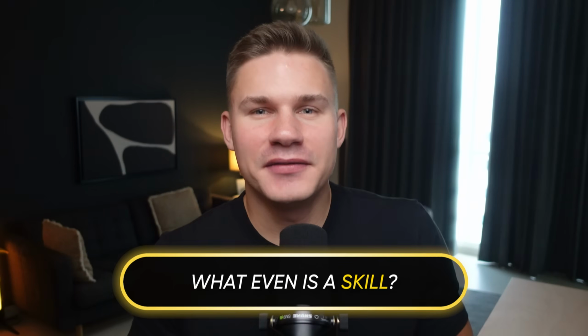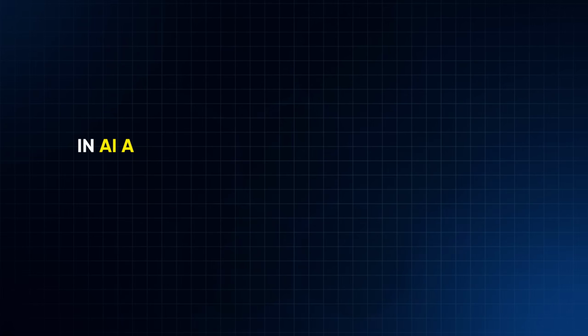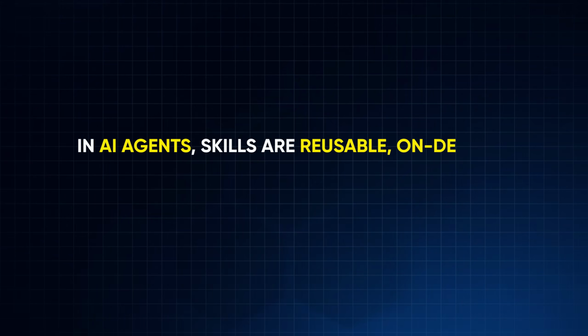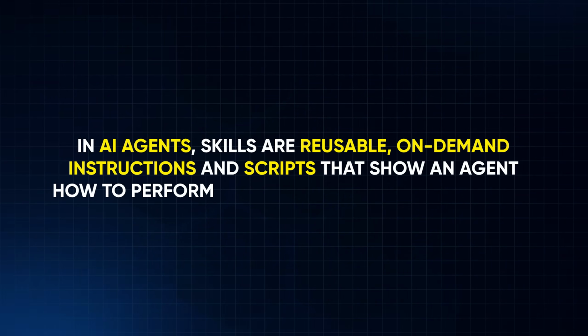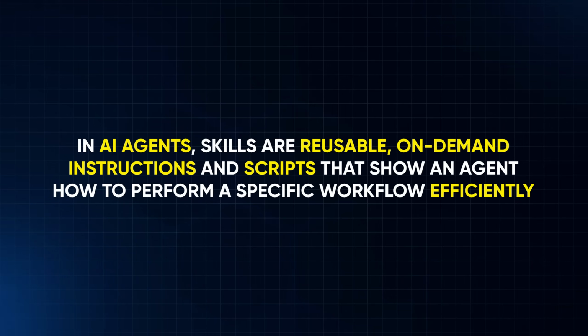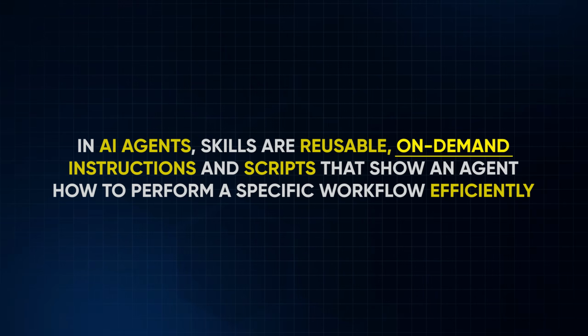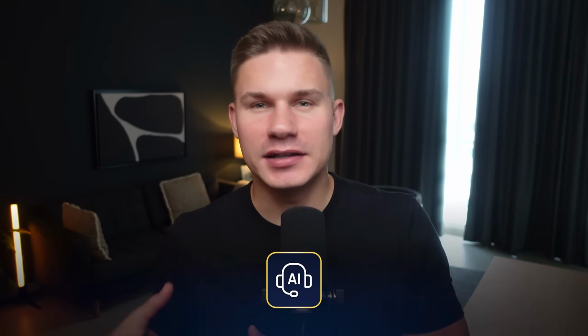Okay, so what even is a skill? In AI agents, skills are reusable on-demand instructions and scripts that show an agent how to perform a specific workflow efficiently. The important part here is on-demand. A skill is not something that sits in your agent prompt all the time. It's something that the agent can pull in only when it needs it.